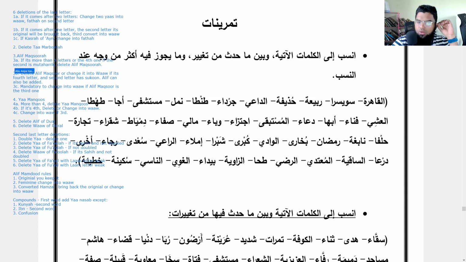Al-Wadi. So 1, 2, 3, 4, 5. Deleted Al-Wadi. Valley. Related to the valley. Kubra. So 1, 2, 3, 4. This is Alif Maqsoorah. And 4th letter. And the 2nd letter has sukoon. So you can do 2 ways. You can say Kubri. Kubra, Kubri.